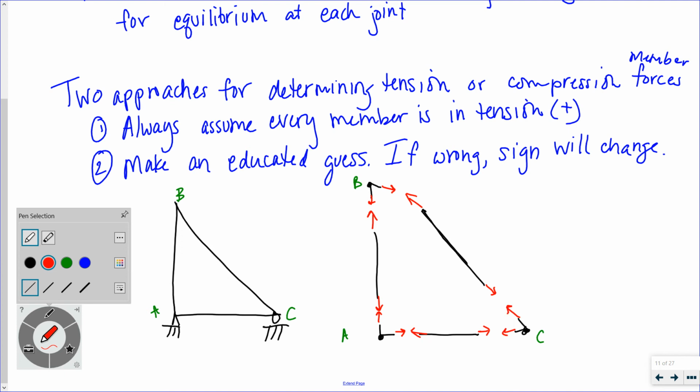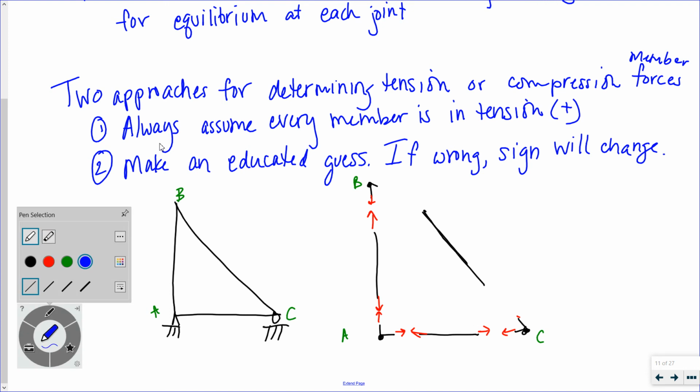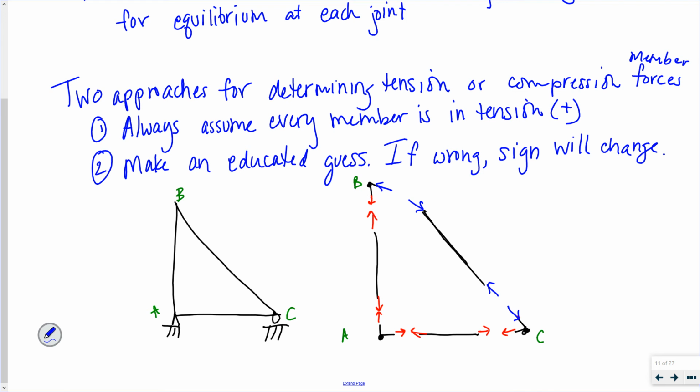If they were in compression, like let's say this member was in compression, my forces, if I'm drawing the vectors, would look like that. Now that member is in compression, and the force on the joint by the member is equal and opposite.